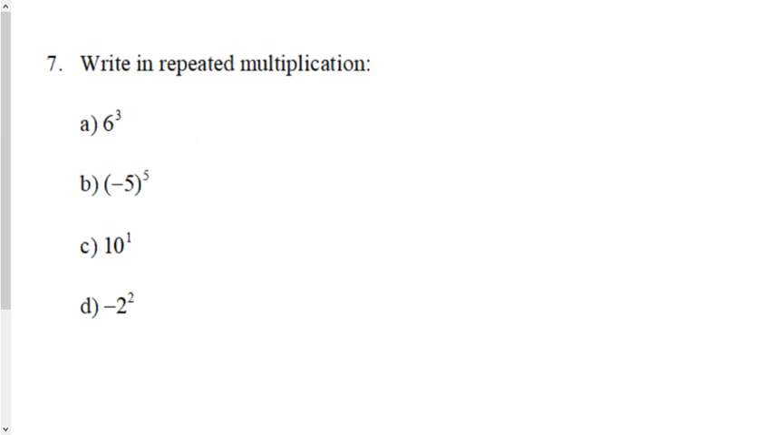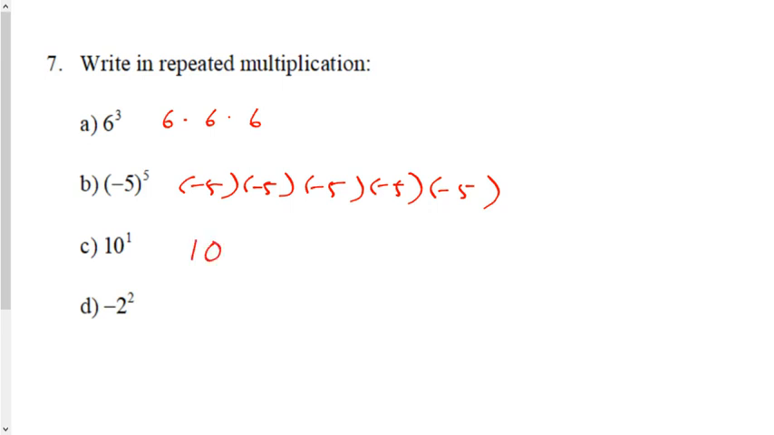Question 7, write in repeated multiplication. So 6 cubed is 6 times 6 times 6. Negative 5 to the 5 is negative 5 times negative 5 times negative 5 times negative 5 times negative 5. Notice here I didn't use dots or multiplication symbols because brackets next to brackets imply multiplication. 10 to the 1 is just 10. And negative 2 squared, like Daniel just did a second ago, is the opposite of 2 times 2, right? So if anyone made a mistake, it's probably with D, I would suspect. Make a note of it just to make sure.